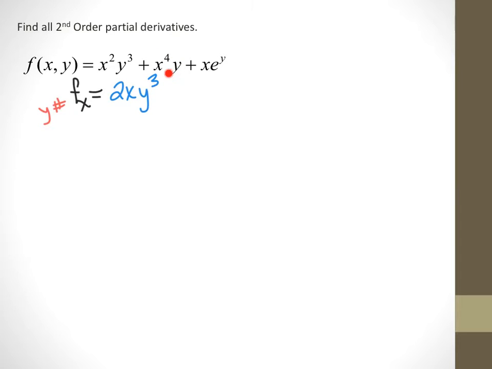The next term, with respect to x, we get 4x cubed y. With respect to x, the e to the y is a number, so a number times x, the derivative of a number times x is just the number. For us, the number is e to the y.